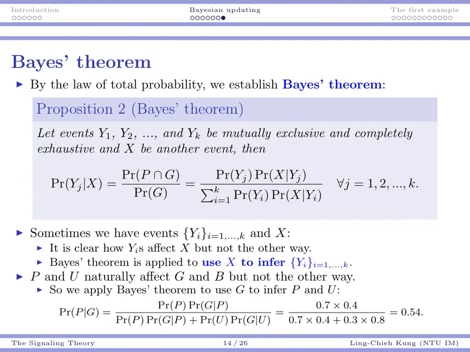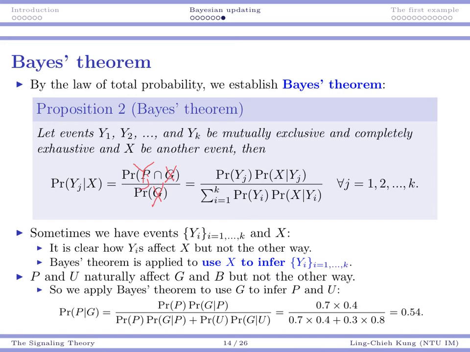Okay, so now we are ready to formalize the updating by the so-called Bayes theorem. Suppose we have those events y1 to yk that are mutually exclusive and completely exclusive, and x is another event. Then, in general, given the observation of x, we may update our belief of the probability for yj to occur according to this formula. There are typos here. This should be x, this should be x, and then this should be yj.